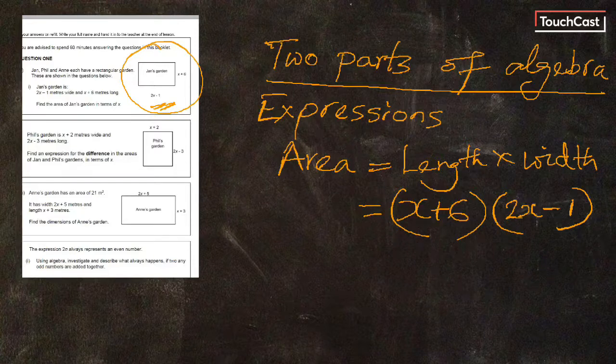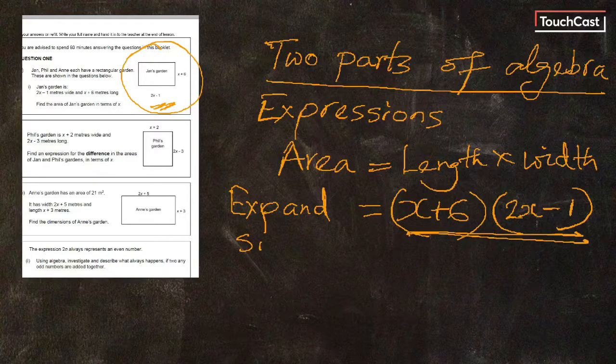So this question asks you to work out the area, which is this one. This is the area of the rectangle. What you can do is expand it, and by expanding and simplifying, so expand and simplify will get you the final answer.